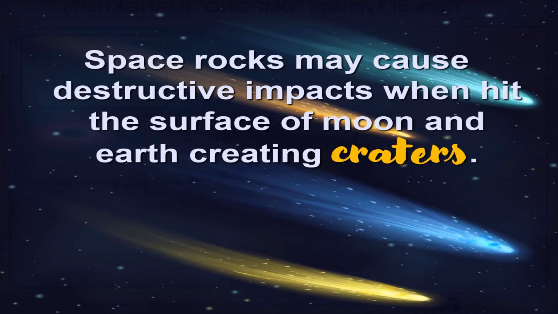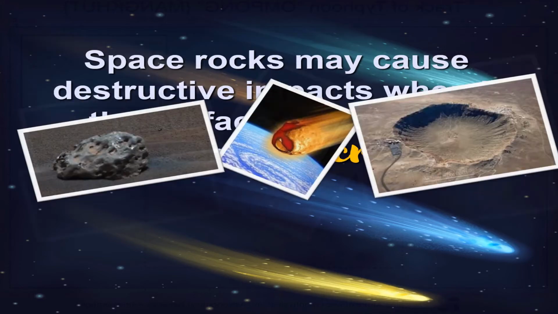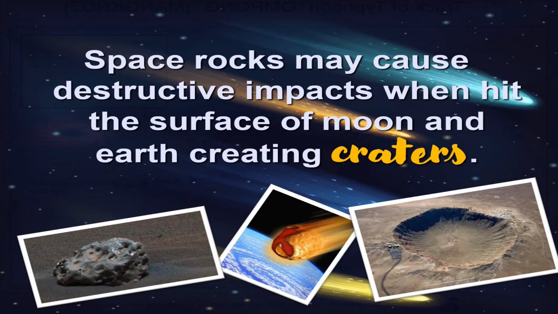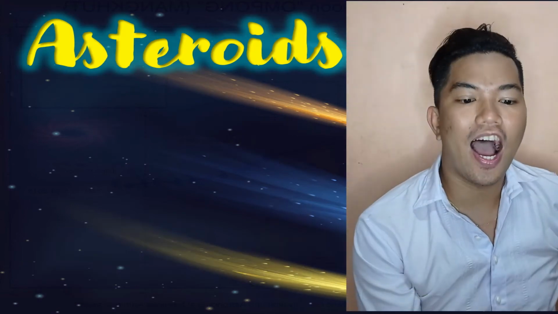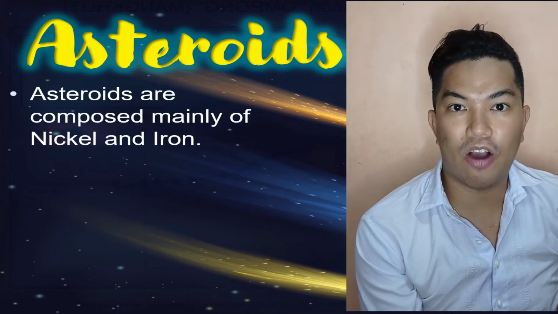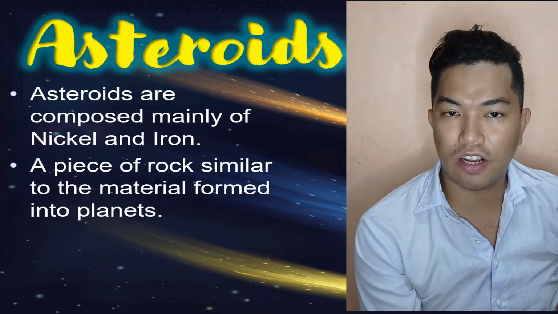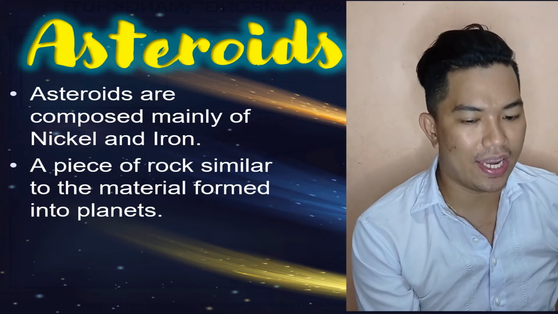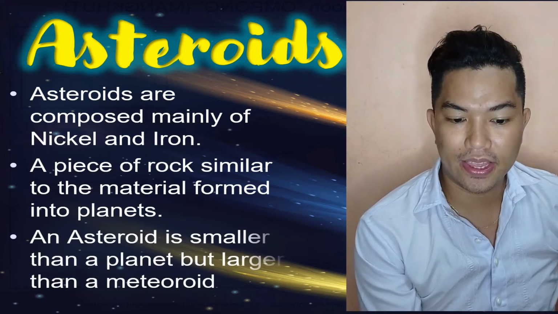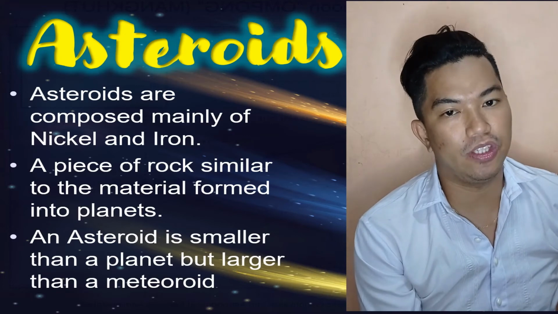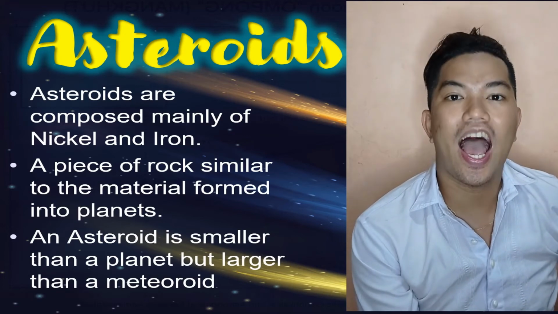Space rocks may cause destructive impact when they hit the surface of the moon and Earth, creating craters. Take a look at the image of the craters. Asteroids are composed mainly of nickel and iron, a piece of rock similar to the material formed into a planet. An asteroid is smaller than a planet, but larger than a meteoroid. That is an asteroid.